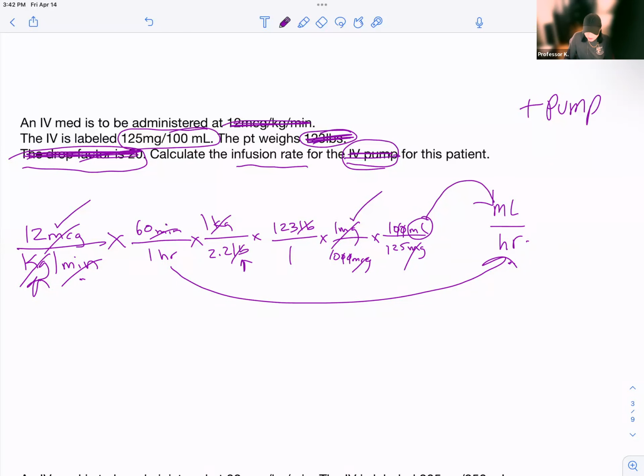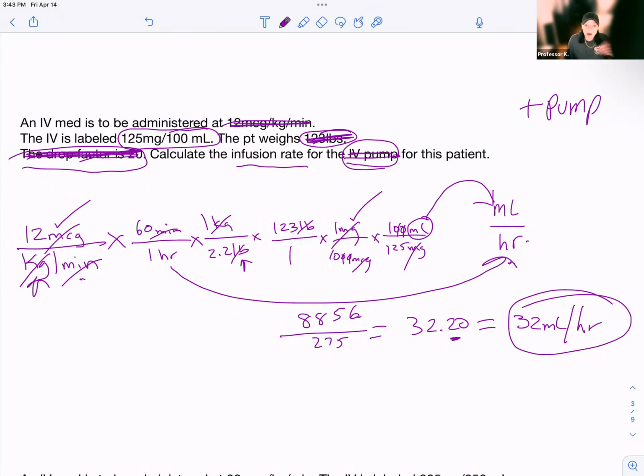When you do the math, it'll be something grotesque, but I got 8856 because I eliminated zeros, over 275. And when I divide that, it gives me 32.20. And now I'm using a pump. I can use decimals, but I have to follow the rounding rules. Anything greater than 10, I round to the whole number. 32.2, the 2 is not 5 and up, so my answer is 32 milliliters an hour. And congratulations, you are now calculating critical care medications for your patient. All right, so this is a classic 3-factor to set up in an infusion pump.